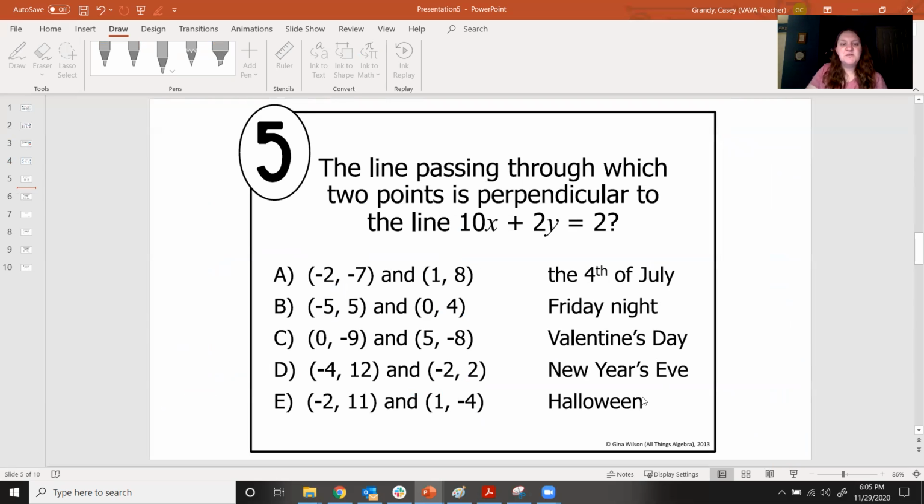The line passing through which 2 points is perpendicular to the line 10x plus 2? So we are going to find the slope of the given line, take its opposite reciprocal, and then find which 2 points have the slope of the opposite reciprocal. So do that now.